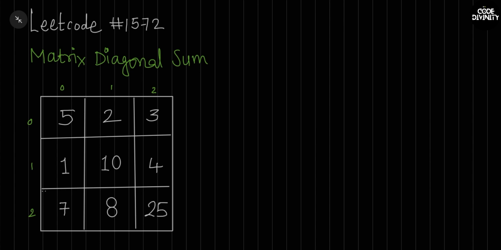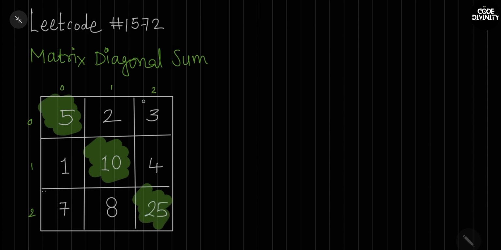We will be given a 2D matrix and we have to compute the summation of both the diagonals. What does this actually mean? Let's observe that. Our task is to sum the elements from the diagonal. So diagonal elements are 5, 10, 25. This is the first diagonal. And the second diagonal is 3, 10 and 7.